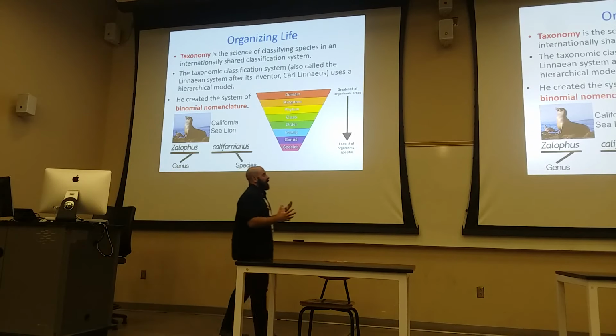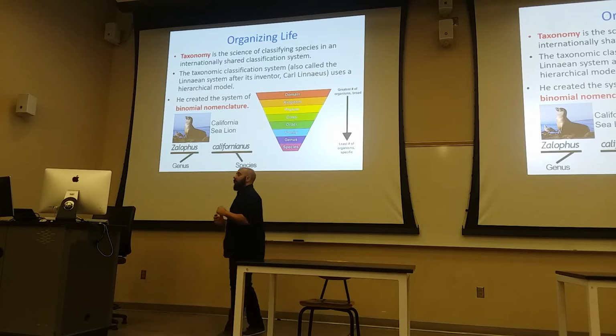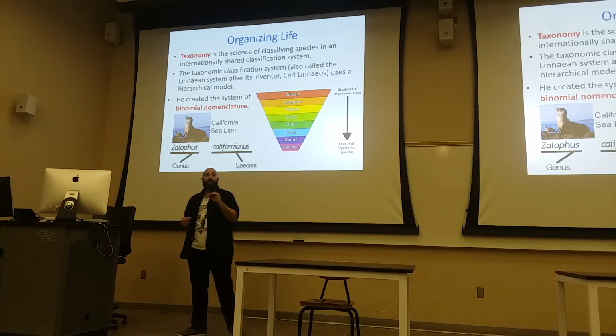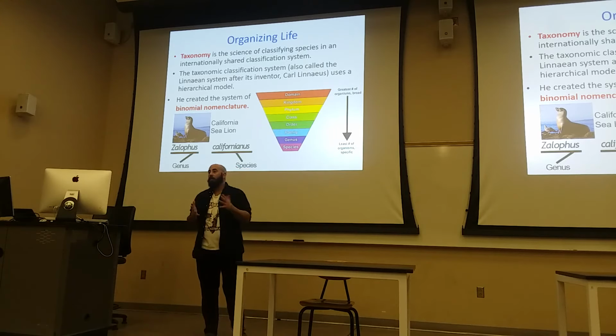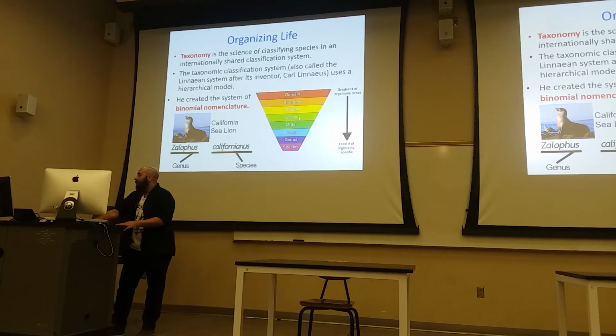How do we organize these species? Taxonomy is the science of classifying species in a hierarchical model. And it's universally used. It was developed by Carl Linnaeus, so sometimes it's called the Linnaean system. So what do I mean by hierarchy? Look at the picture there. You have domain, kingdom, phylum, class, order, family, genus, species. And you'll probably commit that to memory very soon.